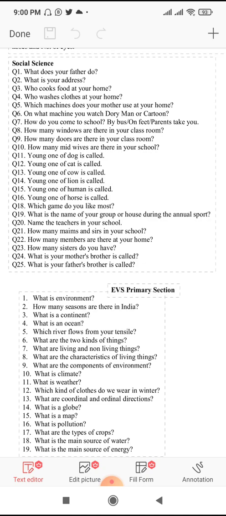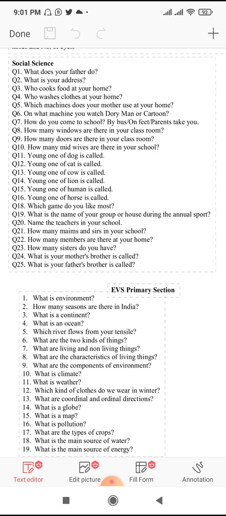Which machine does your mother use at your home? आपकी मदर कौन कौन सी मशीन्स यूज़ करती है? सिलाई मशीन है, आपके ग्राइंडर है, मिक्सर है, और फ्रिज है, वॉशिंग मशीन है. ऑन व्हाट मशीन डू यू वॉच डोरेमोन और कार्टून? कौन सी मशीन पे आप डोरेमोन और कार्टून देखते हैं? हाउ डू यू कम टू स्कूल? आप स्कूल कैसे आते हैं? बाय बस आते हैं, बाय ऑन फीट आते हैं, या पेरेंट्स टेक यू? क्या पेरेंट्स लेके आते हैं? हाउ मेनी विंडोज़ आर देयर इन योर क्लासरूम? आपके क्लासरूम में कितने विंडो है ये आपको पता होना चाहिए. हाउ मेनी मिड वाइव्स आर देयर इन योर स्कूल? आपकी स्कूल में कितनी मिड वाइव्स, कितनी बाइयाँ काम करती है?